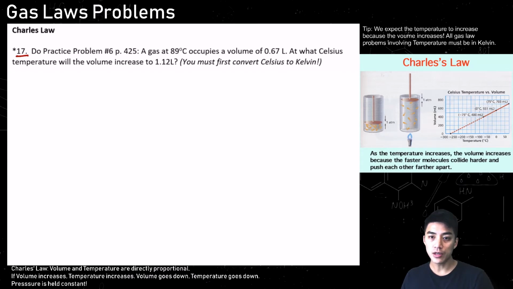Alright, here we go. We're going to do a Charles's law problem. And let's read through it. A gas at 89 degrees Celsius occupies a volume of 0.67 liters. So right away, I know that I'm given T1 and V1. At what Celsius temperature will the volume increase to 1.12 liters?